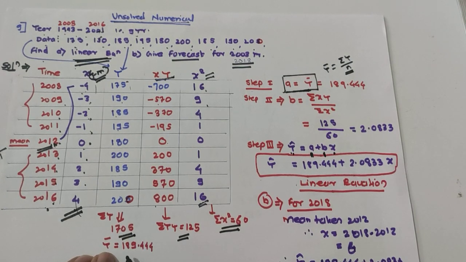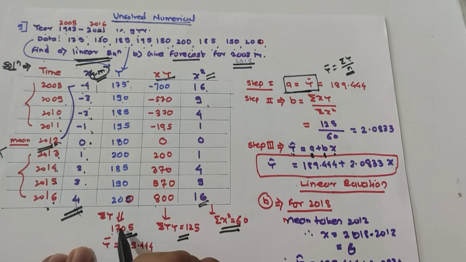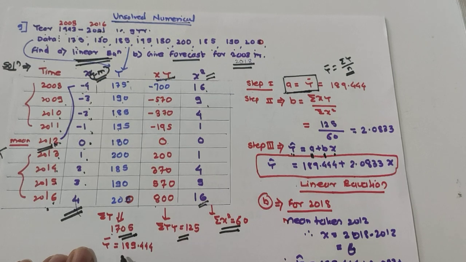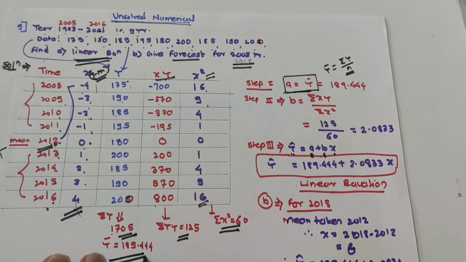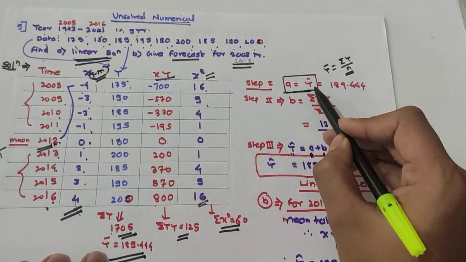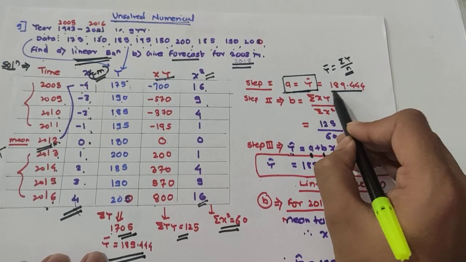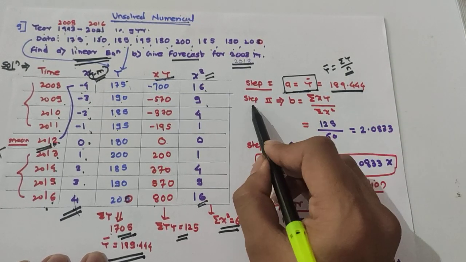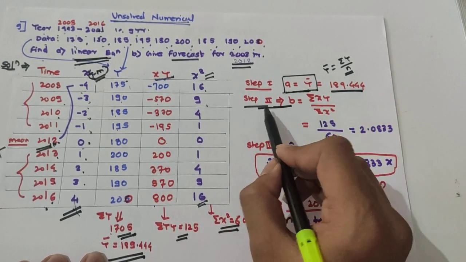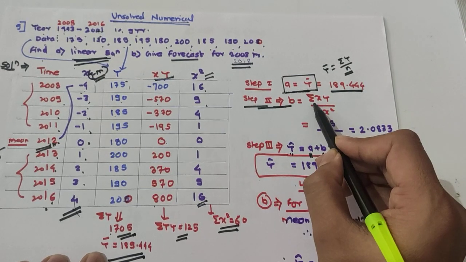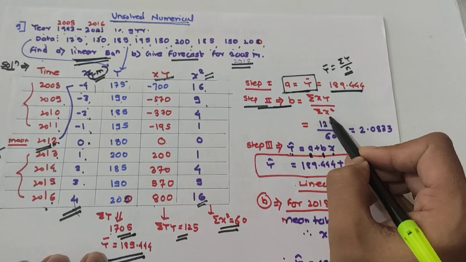So for y bar, summation of y we have already calculated here, 1705. Divide it by 9. Why? Because the total number of observations is 9. So you will get y bar, and that is nothing but your a. The first step is completed. Now in the second step you have to calculate b. What is b? B is summation of xy upon summation of x square.